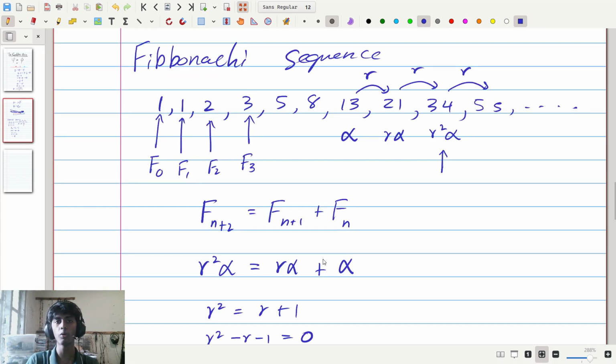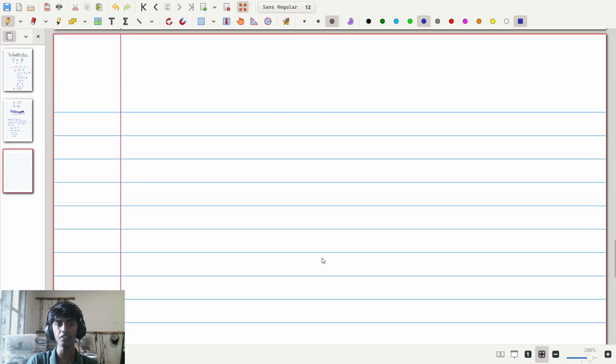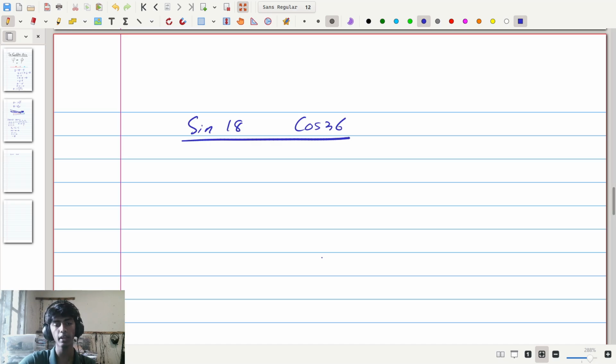Another place where you will often see the golden ratio is in pentagons. So now let's explore where we can find the golden ratio within pentagons, and this also relates to the sine of 18 degrees and the cosine of 36 degrees. Let's now see where these things come in and where they are related to pentagons.